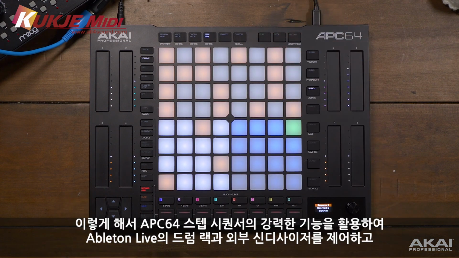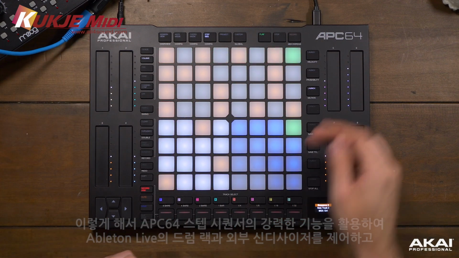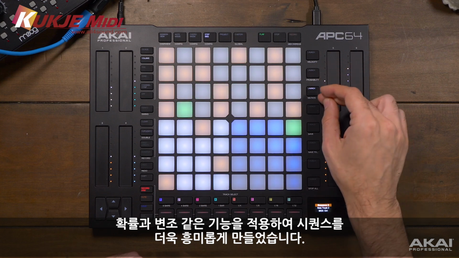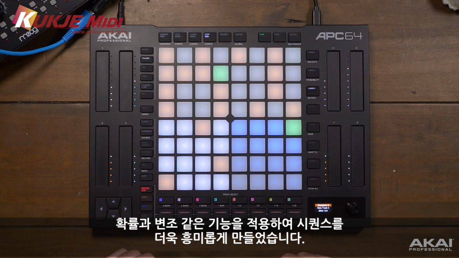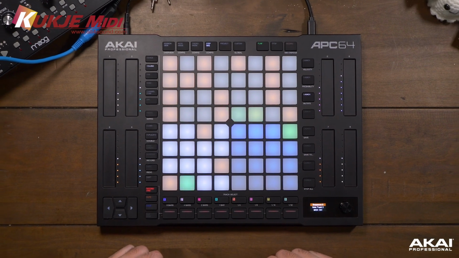So we've really started to unleash the power of the APC64 step sequencer here by not only controlling a drum rack in Ableton Live, an external synth as well, and then applying things like probability and mutate to make these sequences that much more interesting.